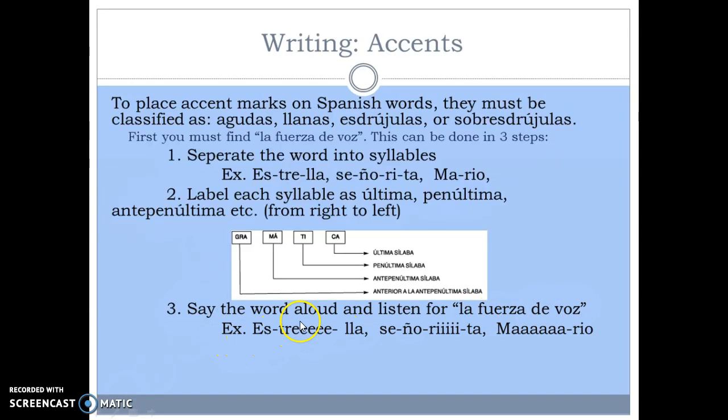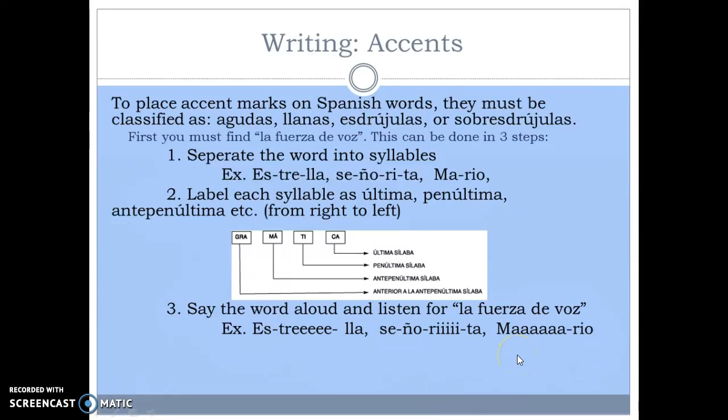Example: estrella, señorita, Mario. A quick tip, you can also find la fuerza de voz if you sing the word. You'll spend more time on the syllable it is in. For example, estrella, señorita, Mario, gramática.